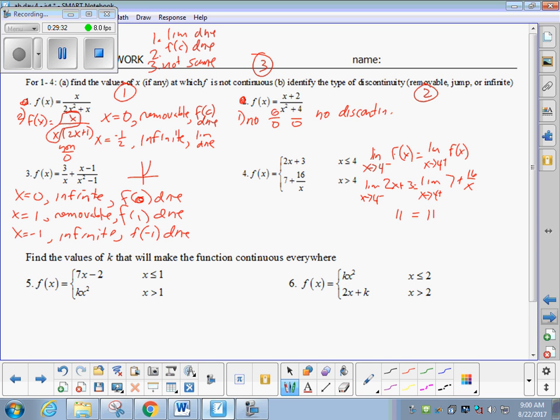Did I show continuous yet? I showed the limit exists. Okay, all I showed is part 1. The limit exists, the left-hand and right-hand limits are the same. All right? Now I need to say f at c exists.